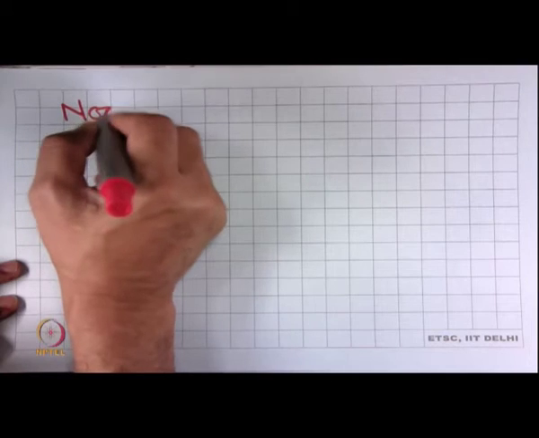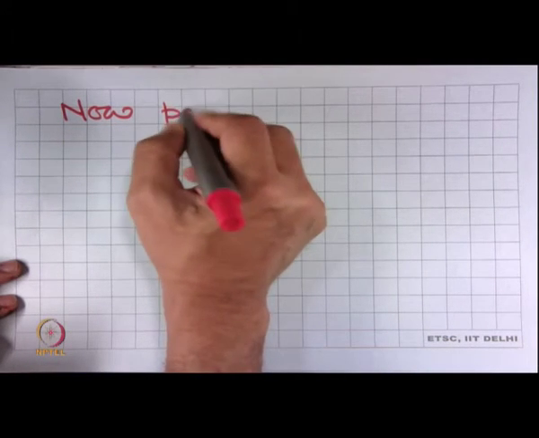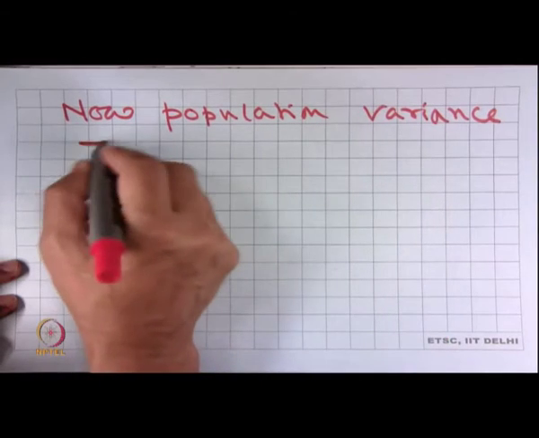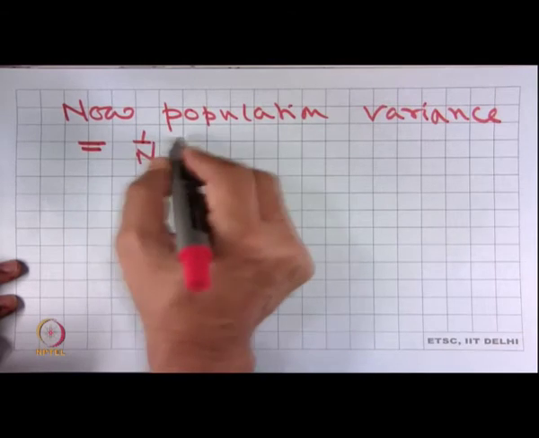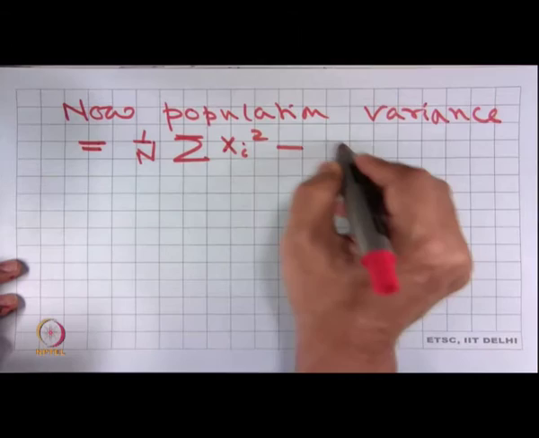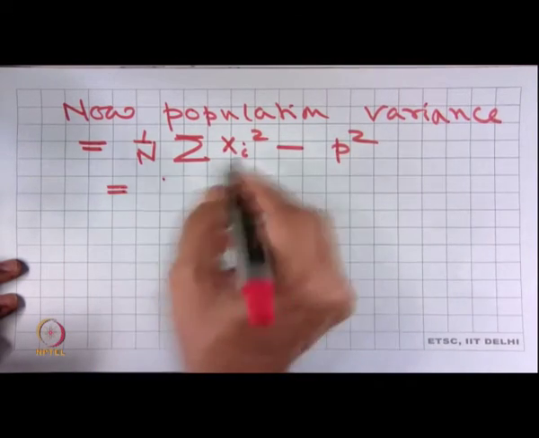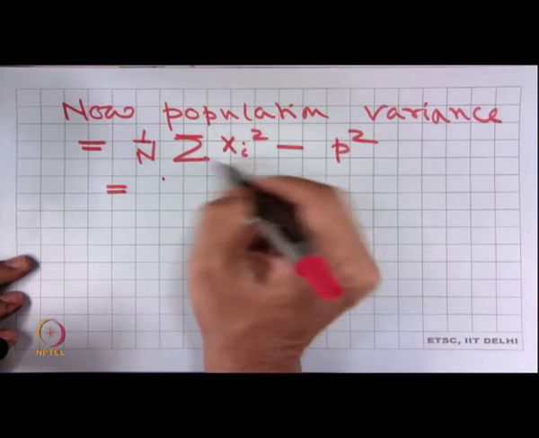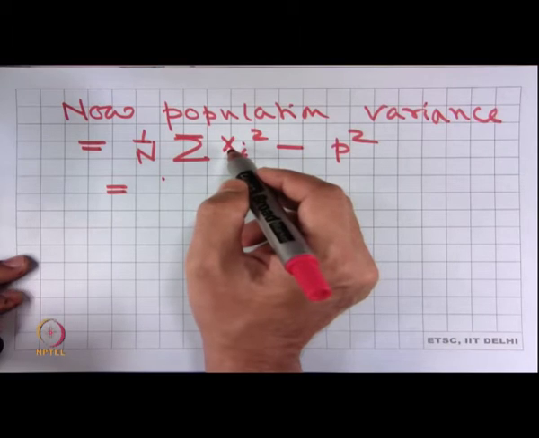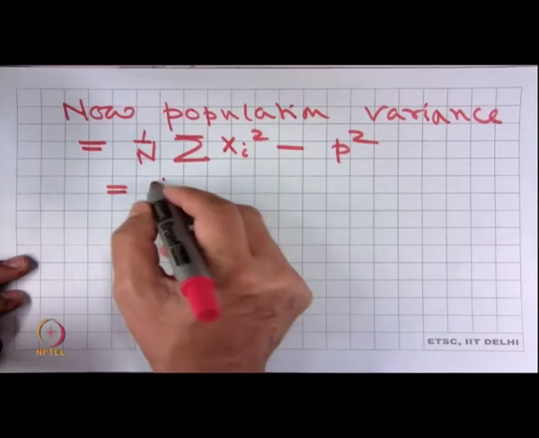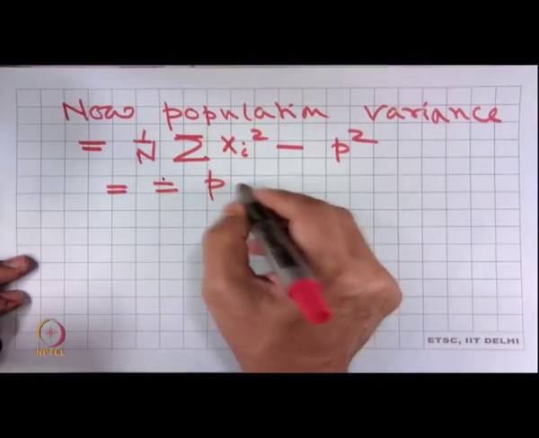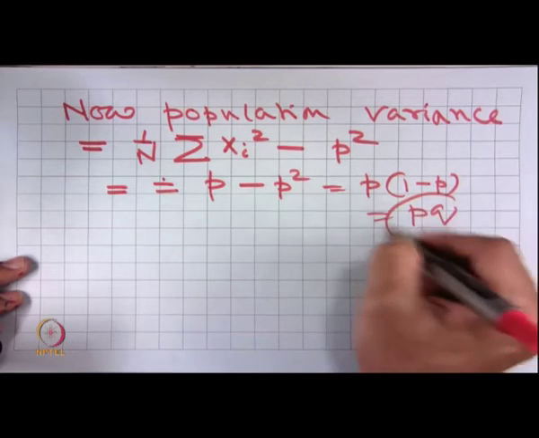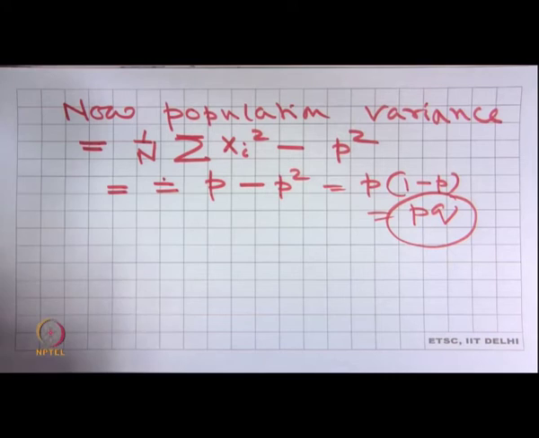Now, population variance is equal to 1 by N sigma x i square minus p square. Sigma x i square: if x i is equal to 1, it is still 1, and if x i is 0, it is 0. Therefore, sigma x i square is the same as sigma x i, and therefore this is p minus p square, equal to p into 1 minus p, equal to p q. Therefore, population variance is equal to p q.